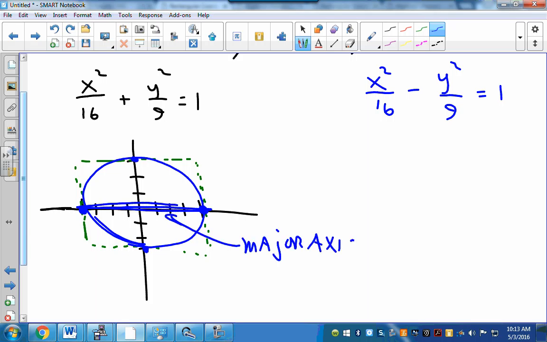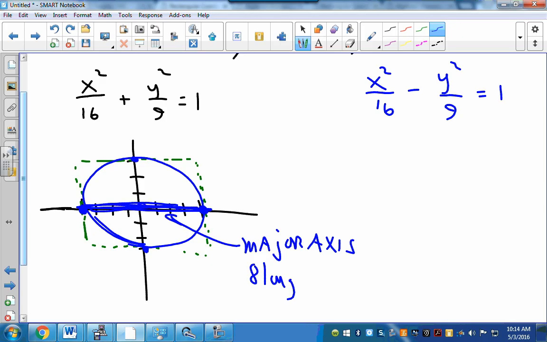One of the things you would be asked is, how long is the major axis? Look at your picture and just count the boxes. It's 8. 8 long. If for some reason somebody asks, how long is the semi-major axis? Semi means half. So the semi-major would be 4. This is major. Half of that would be 4.